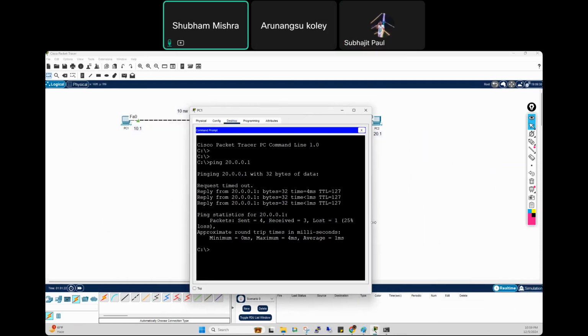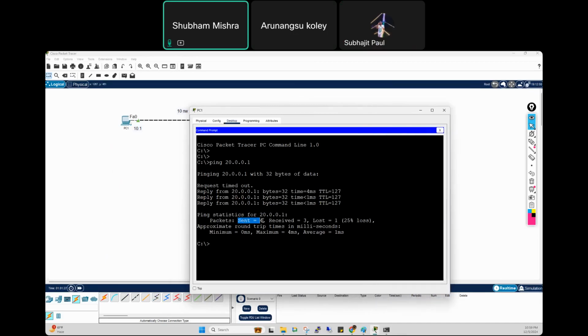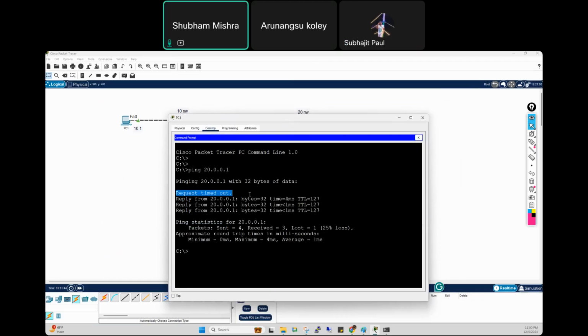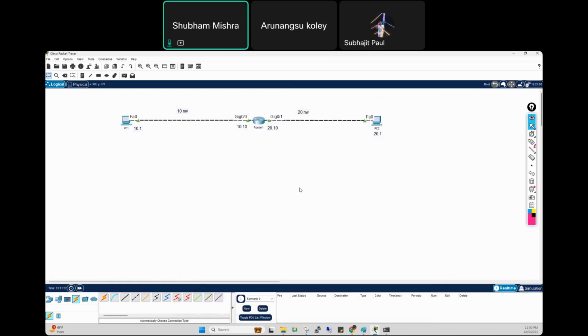When you come to the PC, how many packets did you send? Four packets. How many replies did you get? Three. One packet was lost. Why? You are getting request timed out because of the ARP process. During the ARP process the first time, remember, the packet was dropped here. So that's the reason the first packet is a request timeout. I hope everyone now understands the packet flow in a different subnet. Clear guys?